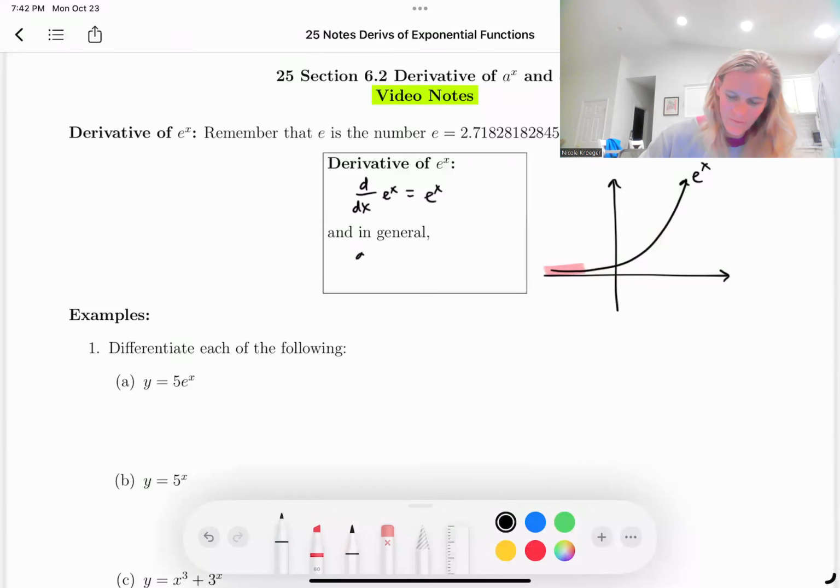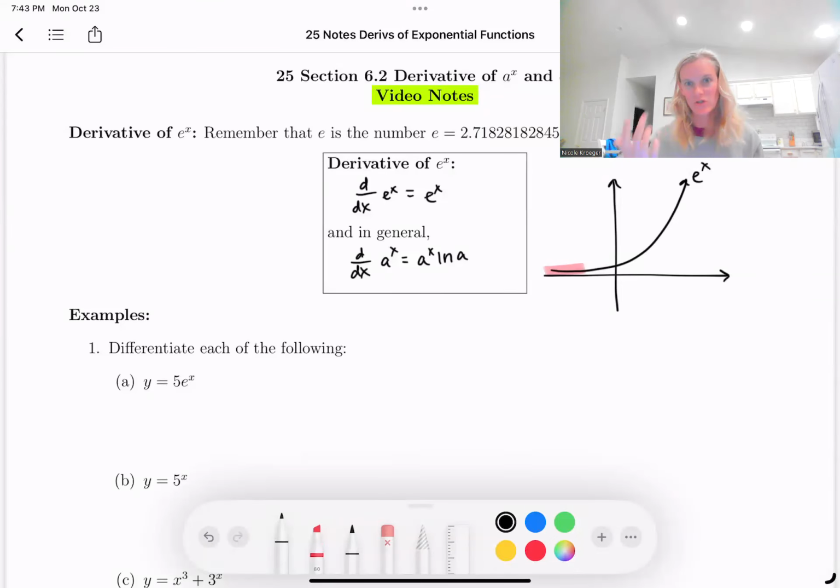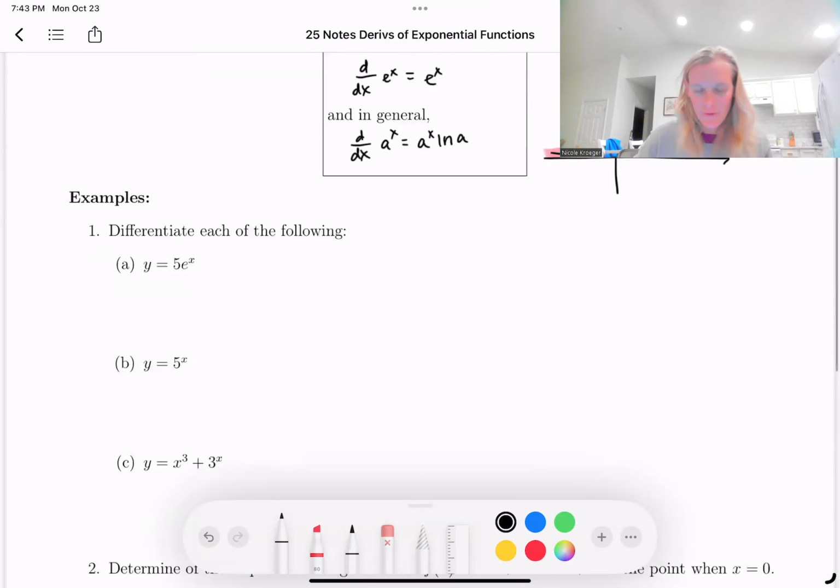In general, if we have a number a, the derivative of a to the x is a to the x ln of a. So e behaves nicer than other numbers, but this still works. So what this would be telling us is that the derivative of 8 to the x would be 8 to the x ln of 8. Remembering that ln of a is just a number. Okay, so we can do a few examples here.